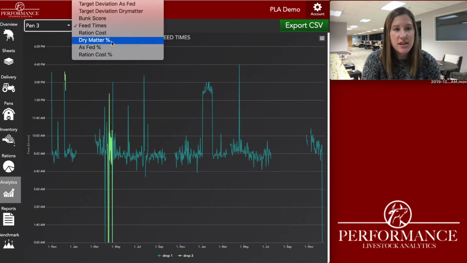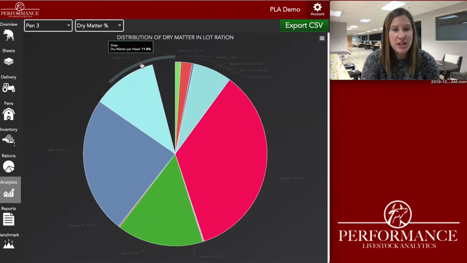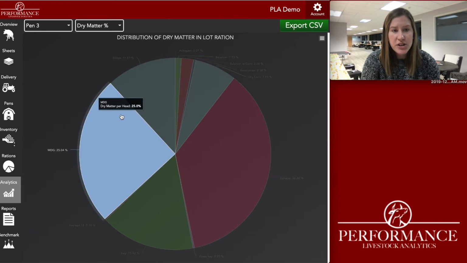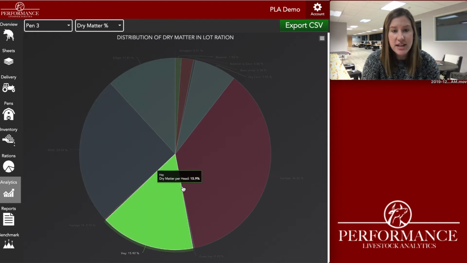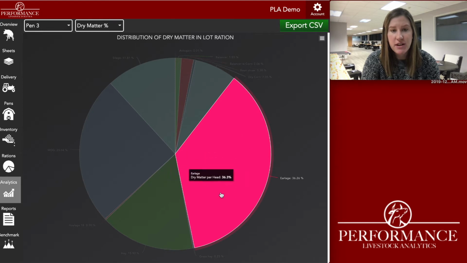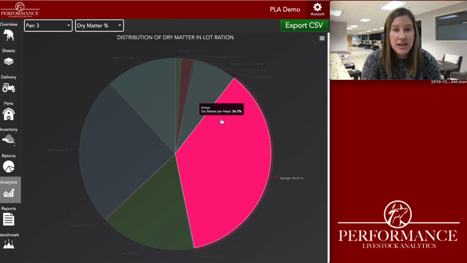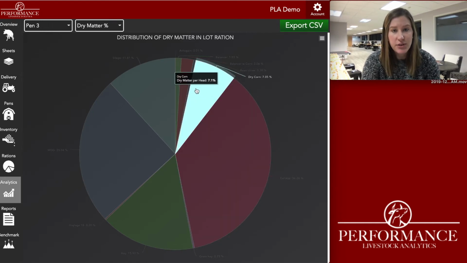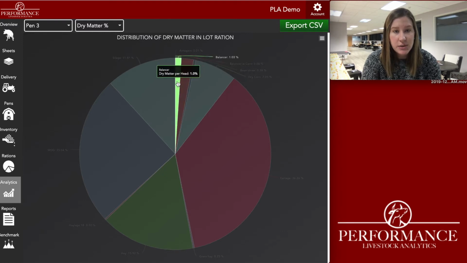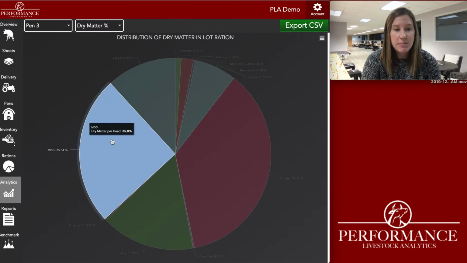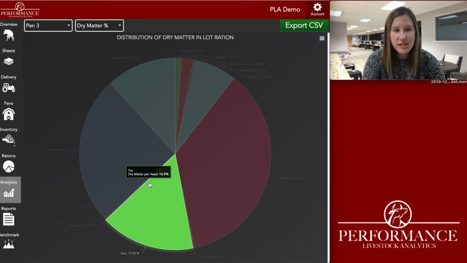The last couple of charts on the per group or the per pen basis here are these dry matter charts. This really gives you the breakdown of where your dry matter is coming from over time. So you can see the majority of this pen's dry matter intake is coming from earlage. So we're at 36.3% of the dry matter consumed in this pen is from earlage. As you can see, the breakdown through dry corn, balancer with corn, silage, modified distillers, so on and so forth.